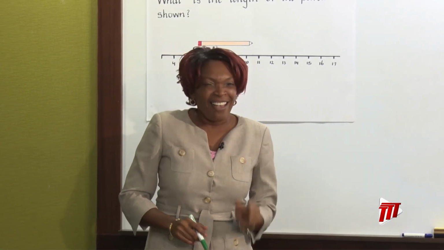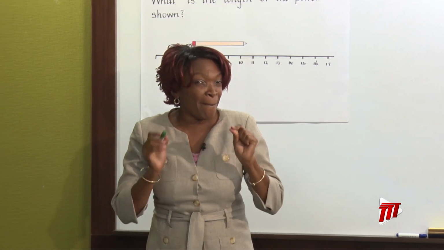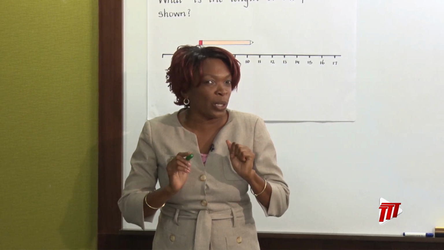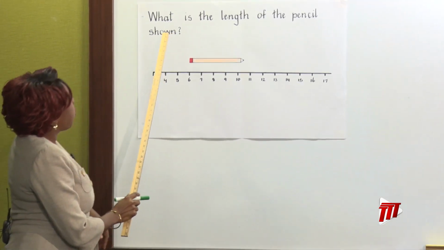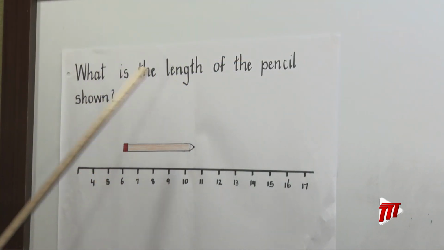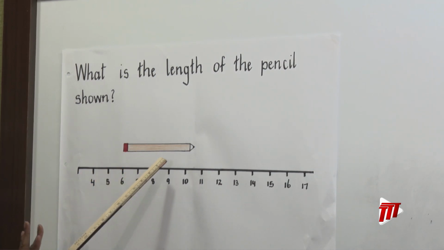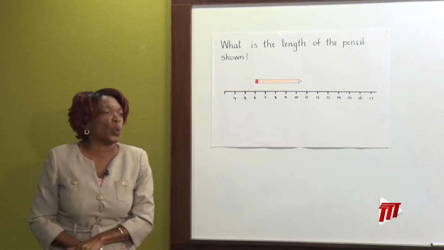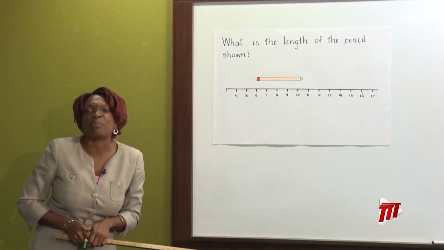Boys and girls, I want to challenge you to a question. It entails measuring using your ruler, but I will use my meter rule here. All right, let's look on the board. What is the length of the pencil shown? If you notice very carefully, we have a meter rule under and we have the pencil at the top. We have to know the length of that pencil. I know some of you would say that the pencil is around 10 centimeters or so.